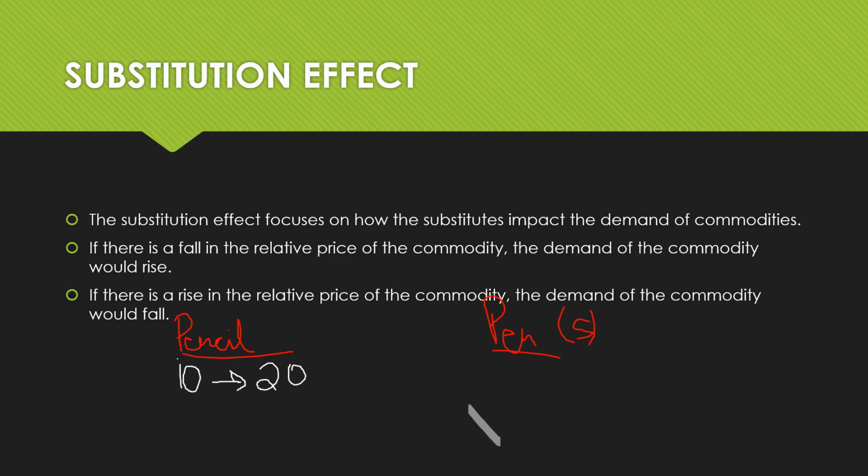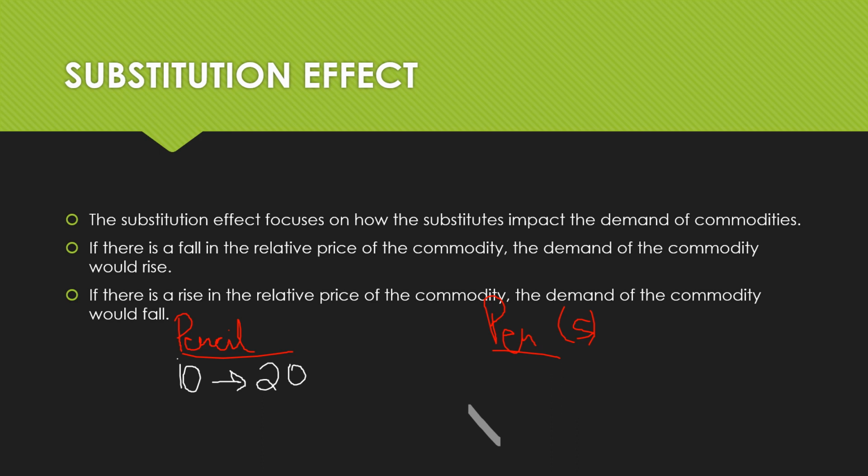The next determinant of demand is the substitution effect. Let's understand the substitution effect. There's a little difference between the study of substitutes and the substitution effect. Substitutes is a different thing and substitution effect is a different thing. Now let's understand what a substitution effect is. In the substitution effect, we'll be studying the relative prices.